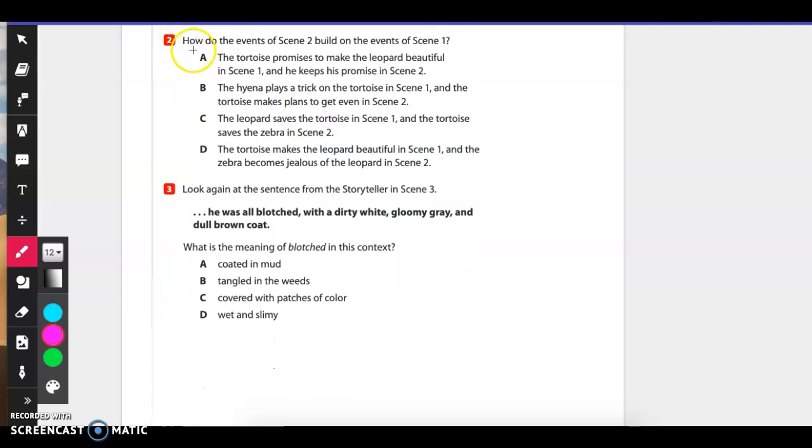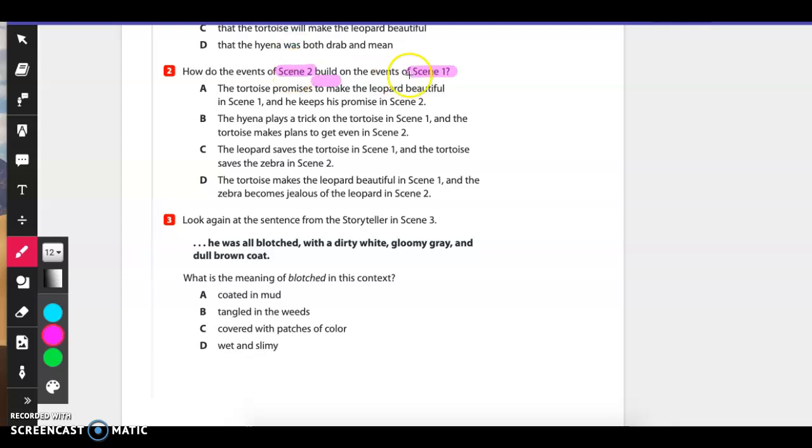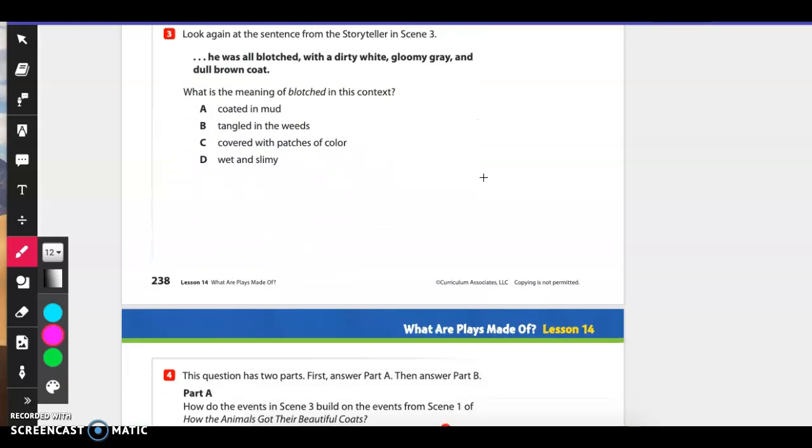Number 2, how do the events in scene 2 build on the events from scene 1? So what happens in scene 1 that makes something in scene 2 happen? Go ahead and think and choose your answer now. Go ahead and press pause. Number 3.